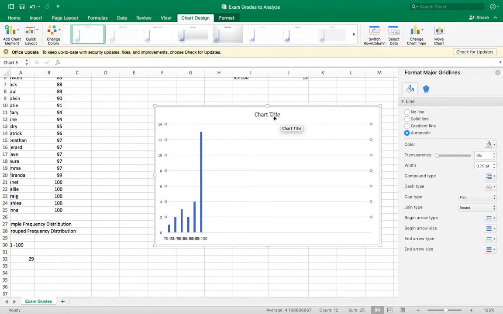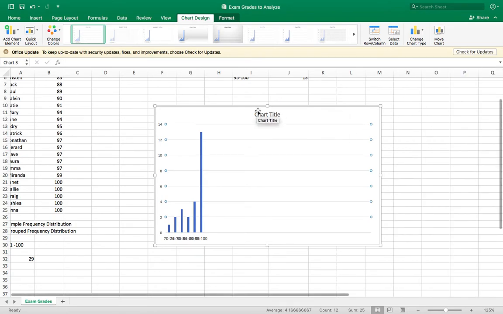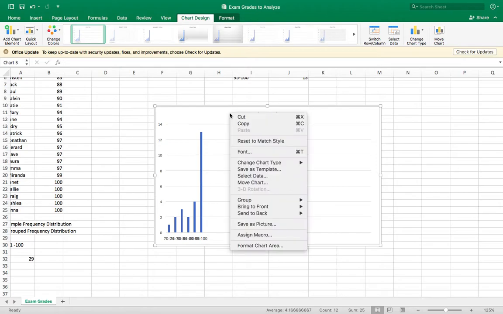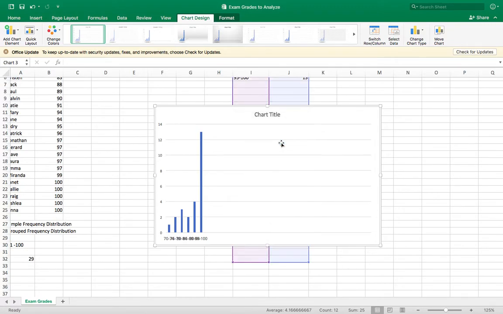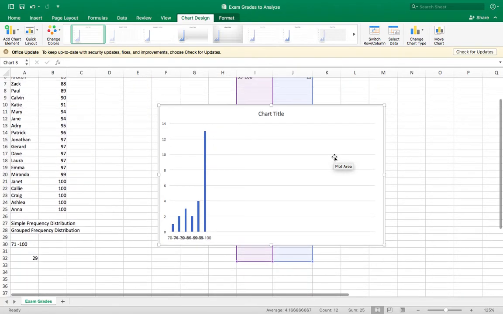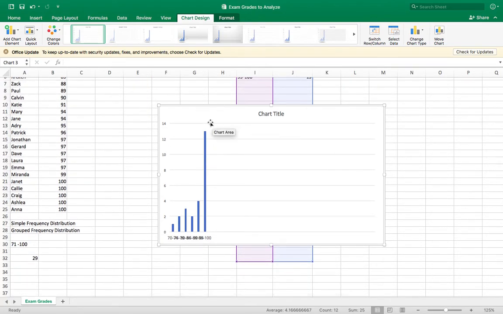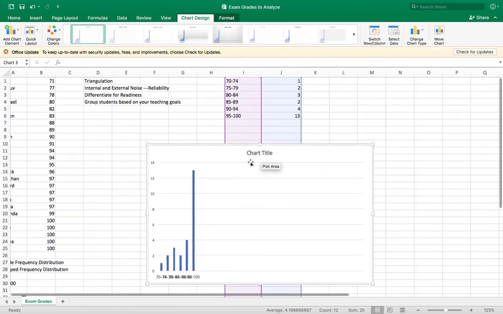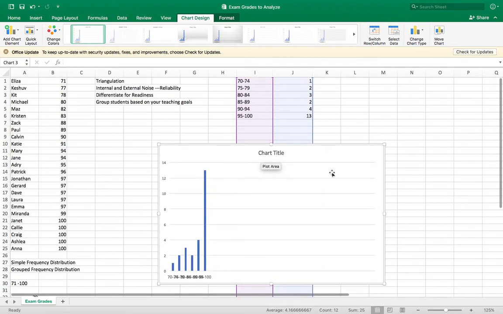Let's see. I don't really care about the format. Let's see if I can find format chart area, reset to match style. No idea what that did. Guys, you see how I'm struggling? This is the reason why I have not practiced any of this. I think it's really important that you give yourself the opportunity to fail a little bit.